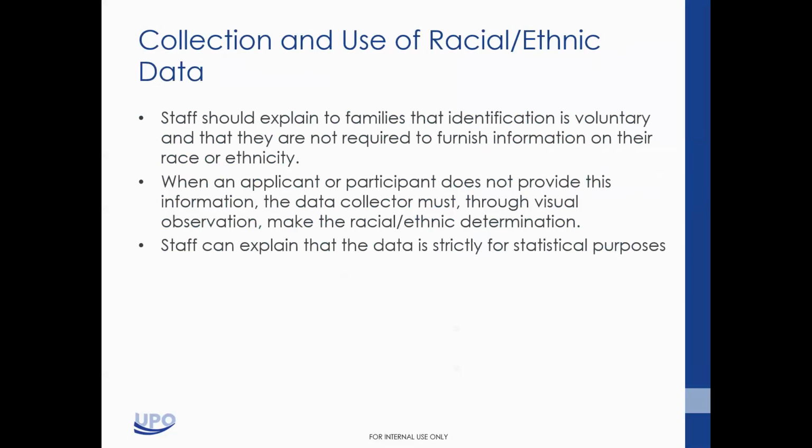Staff should explain to the families that identification is voluntary and that they are not required to furnish information on their race or ethnicity. When an applicant or participant does not provide this information, the data collector must, through visual observation, make the racial and ethnic determination. And staff can explain that the data is strictly for statistical purposes and won't be used in any other way.